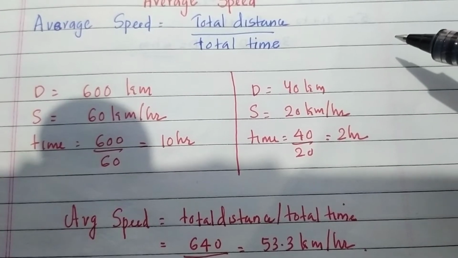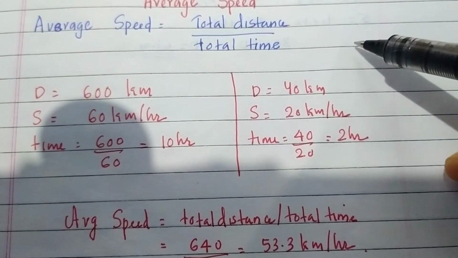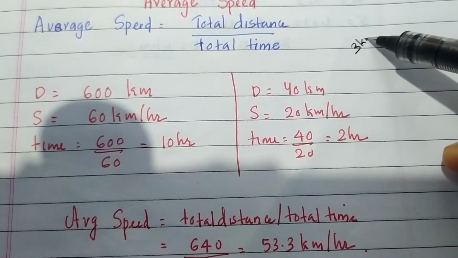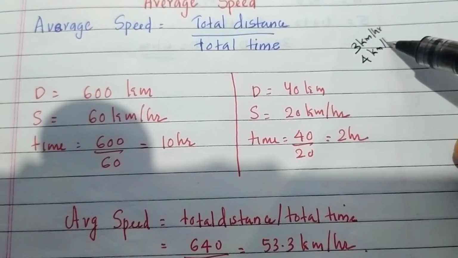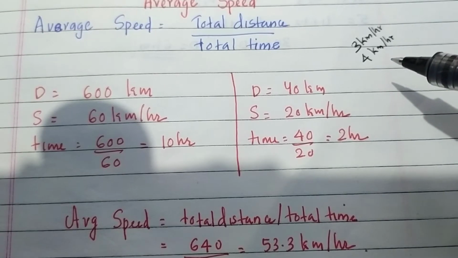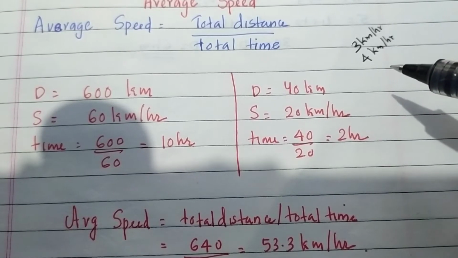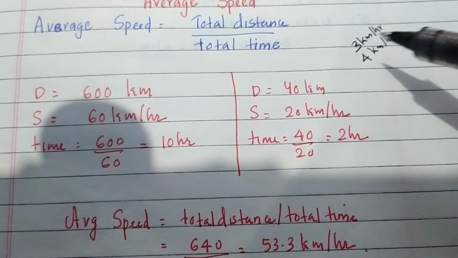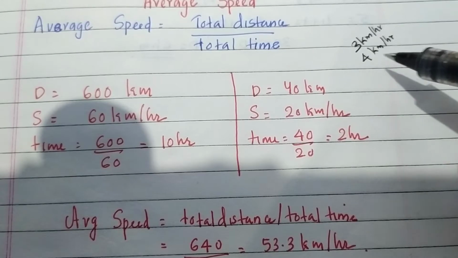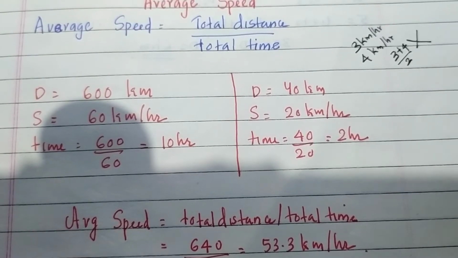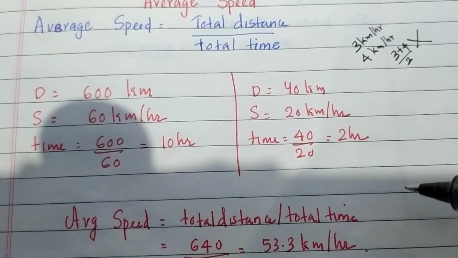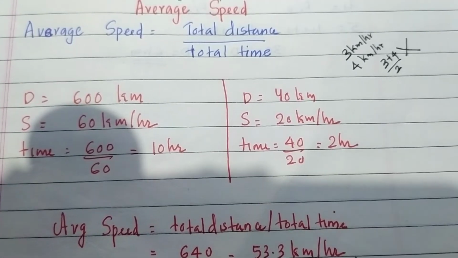If you are going to our school from home at a speed of 3 km per hour and coming back with a speed of 4 km per hour, then if you want to find the average speed, what do we have to do? First, I will say what not to do. We don't have to sum up 3 and 4 and then divide it by 2. It's completely wrong. So let us learn the concept of average speed in detail.